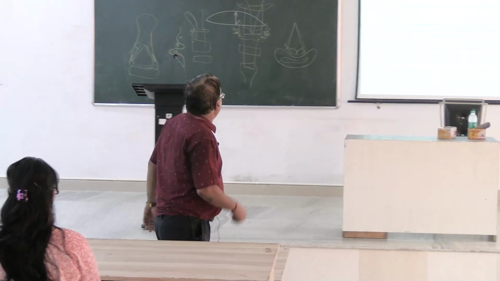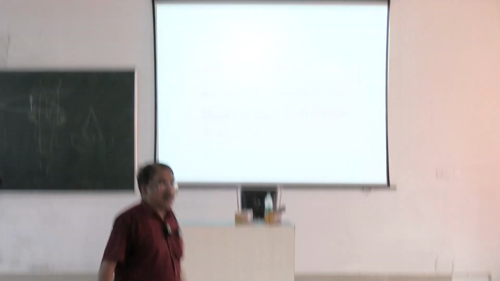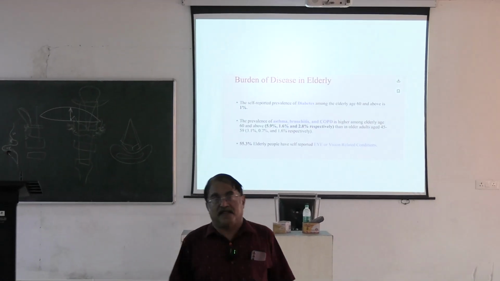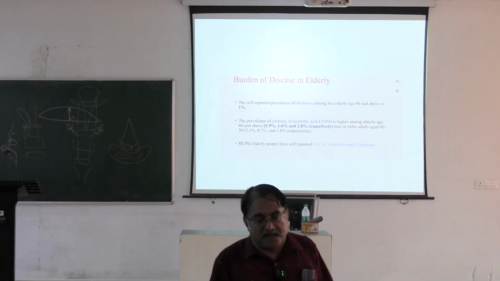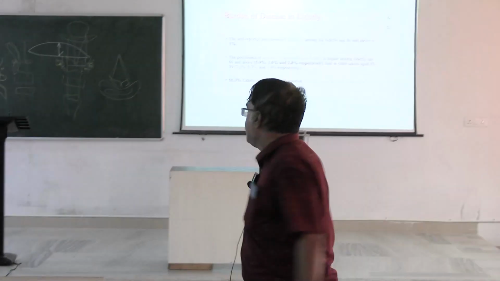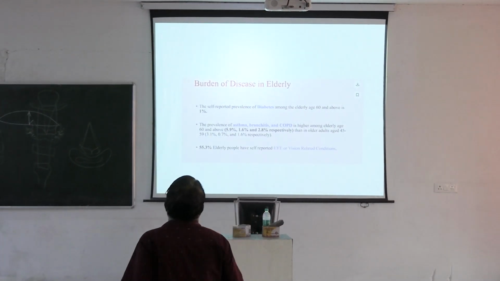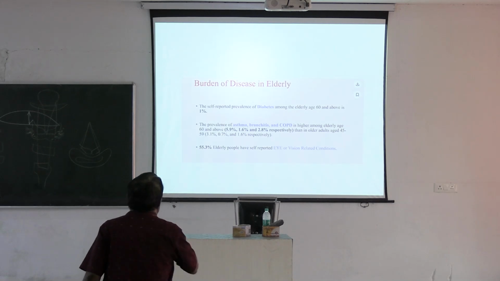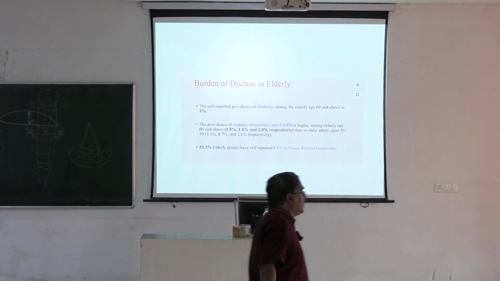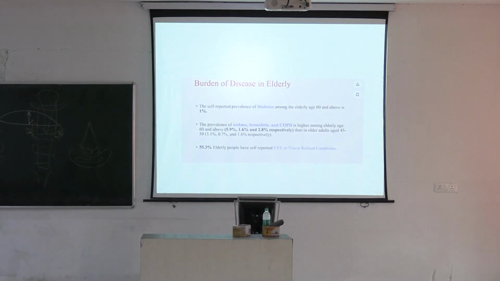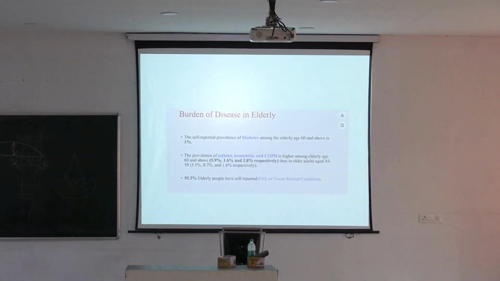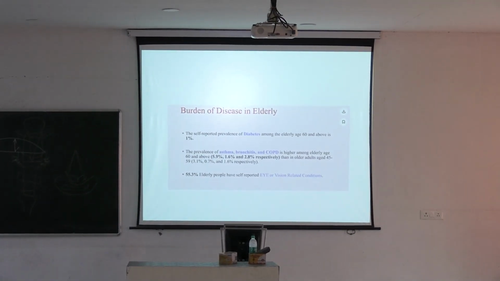Okay. And the self-reported prevalence of diabetes. Self-reported means the person himself reports that he has diabetes. It is about 1%, but there are many more. Asthma, bronchitis, COPD are all high, and elderly people have self-reported eye or vision-related conditions. So these are all the burden of disease.